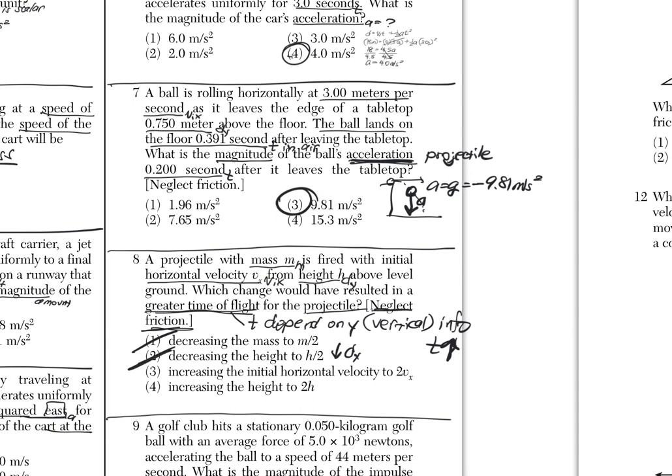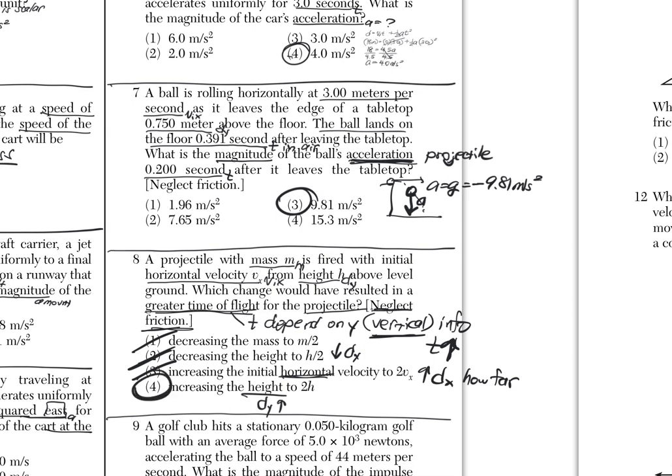Increasing initial horizontal velocity is going to increase the horizontal displacement. How far it goes? It is going to send it farther, but it is not going to affect the time because I only care about what happens to the vertical information. So increasing the horizontal velocity is not going to do it. But increasing the height, again, is the y displacement. If it's thrown from a higher position, it's going to take more time to fall down towards the ground. Increasing the y displacement to 2h would increase the time of flight.